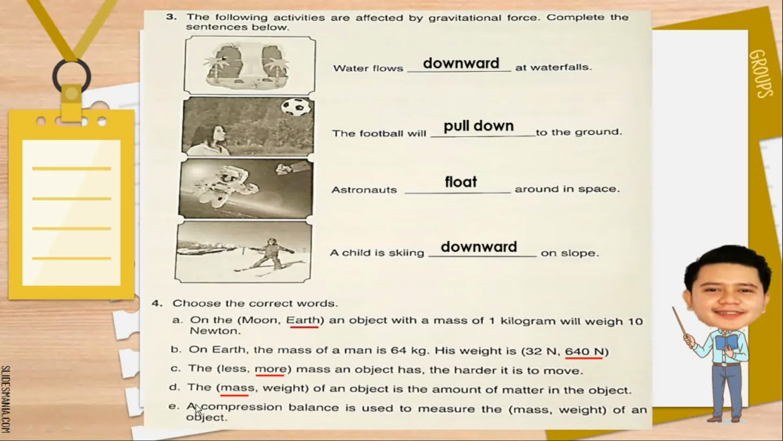The last one, a compression balance is used to measure the mass or weight of an object. What do you think is the correct answer? Alright, weight. Again, a compression balance is used to measure the weight of an object.